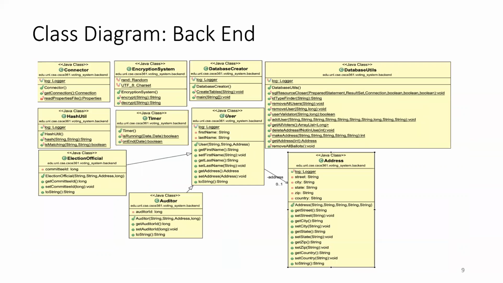This is the class diagram for our backend. This has the database utilities file which interacts with the database. It also has an encryption system which encrypts all the votes, and a hash util file which hashes all the account passwords to store in the database. It also has a timer class which enables us to set activation times and ending times for the ballot.